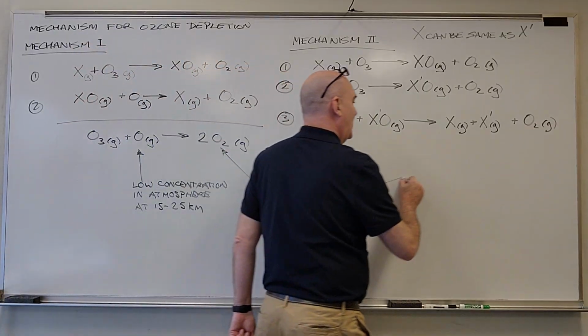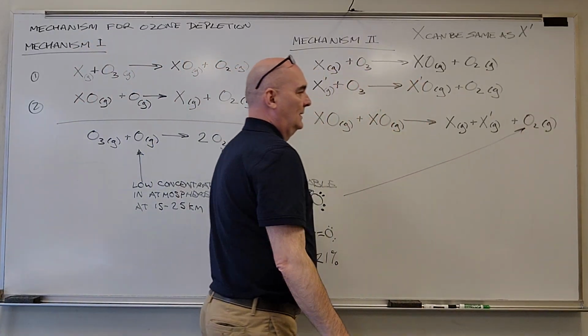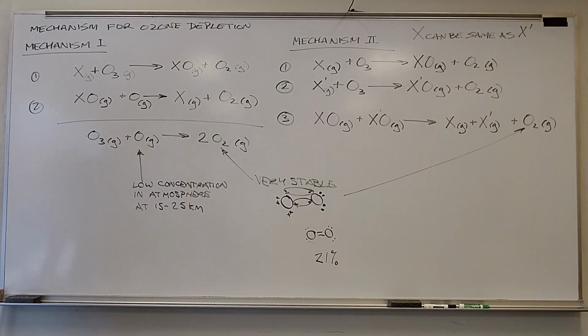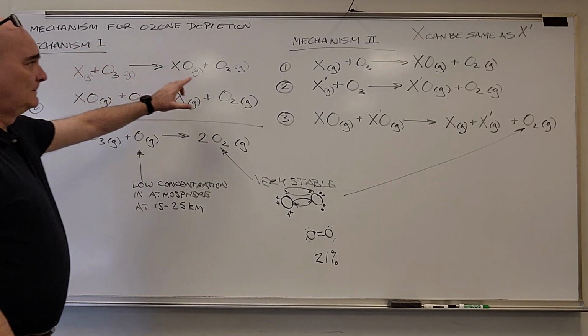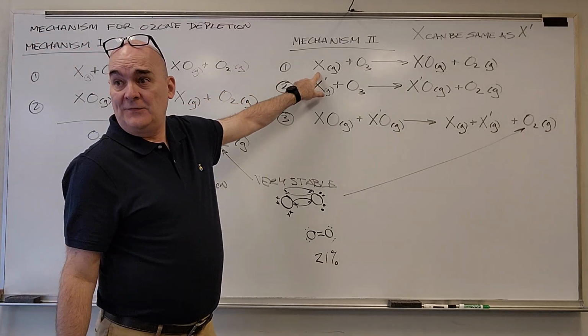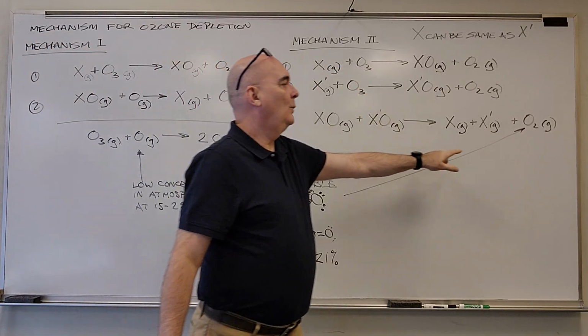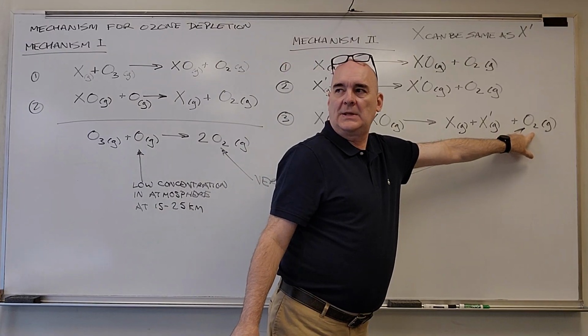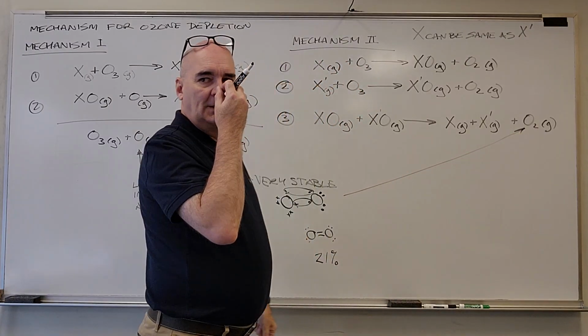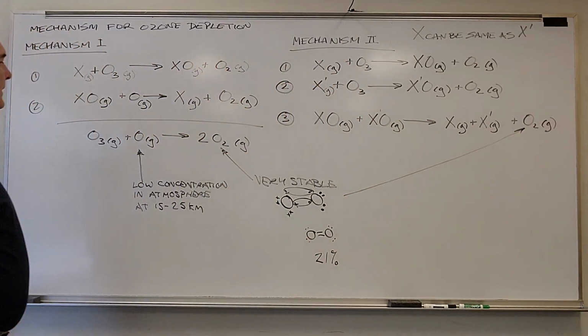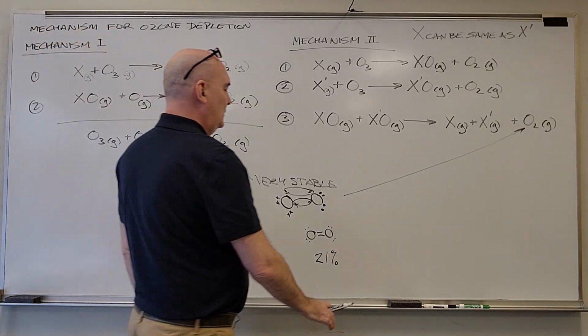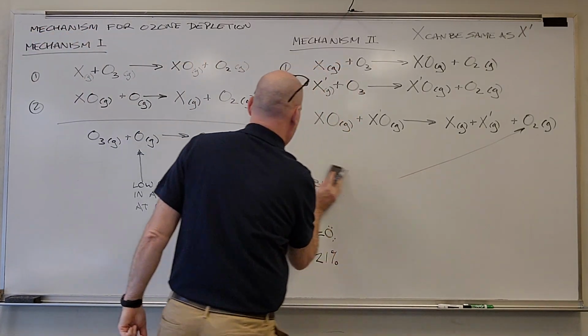If it was reactive, it couldn't be this abundant. So this is the key. The key is that we take something reactive, and we end up with something that is stable. Okay? All right, let's do the overall for this.